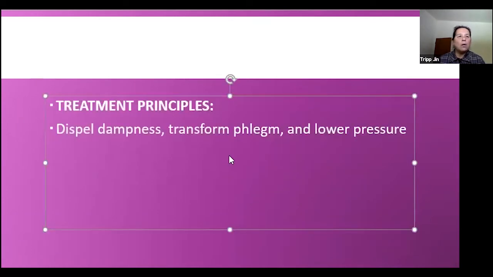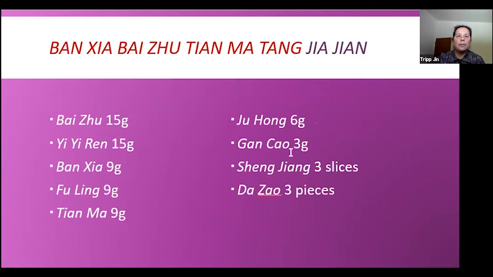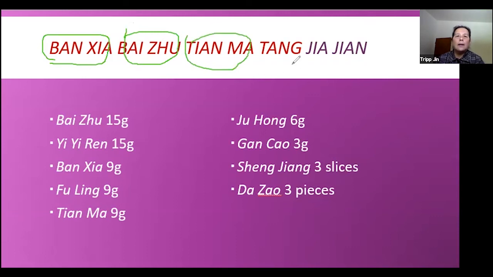Dampness is all over the body, fluid retention. Phlegm is local. They pretty commonly come together. So that's both abnormal water disorders. So the formula we use is 半夏白术天麻汤. That's the formula name. We have three herbs in there already. 半夏 resolves phlegm, 薏仁 dries dampness.